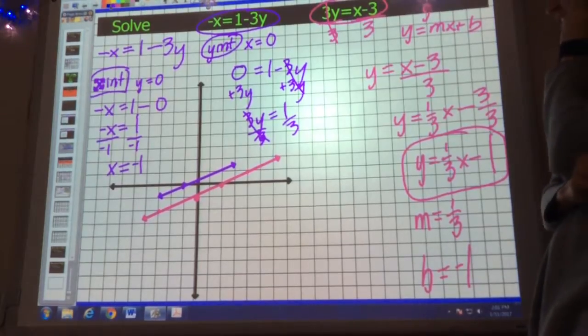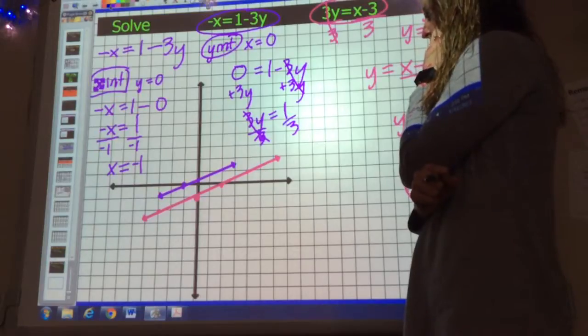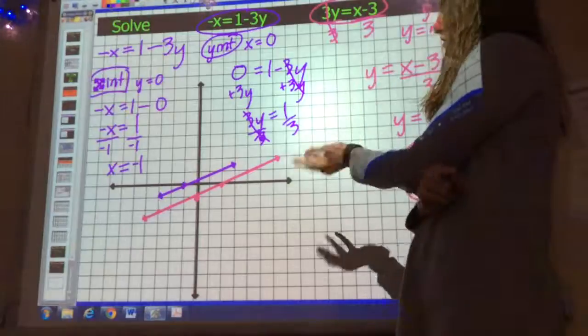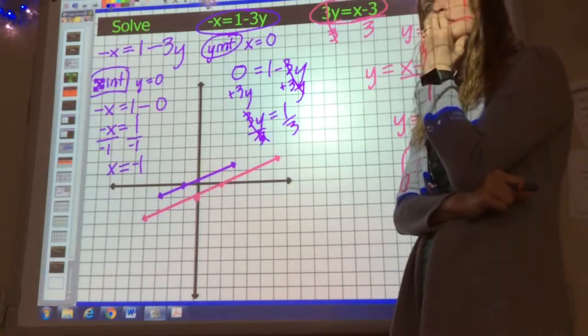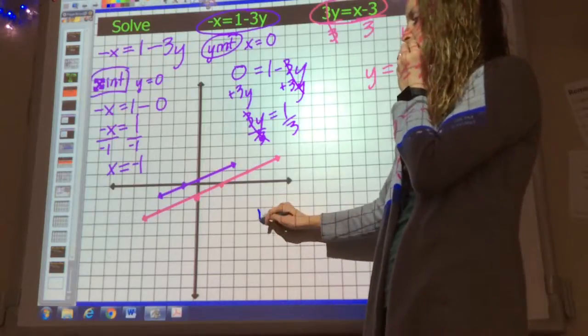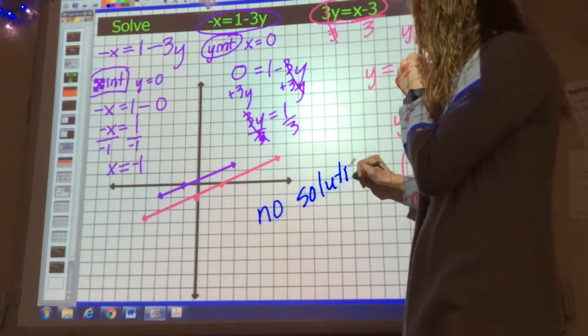I like how concentrated you guys are in making the right lines with the right colors. So, what's the solution? Nothing. No solution. Why isn't there any solution? Because of that problem.